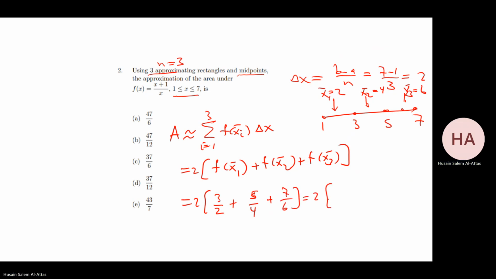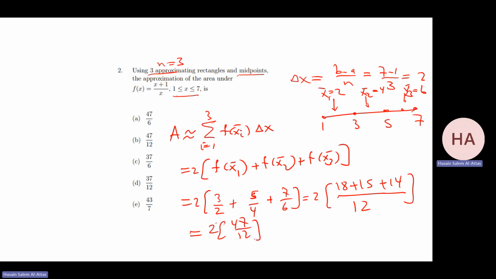That will be 2 times what? Yeah, method of calculation: I take 12 as a common factor. Divide by 6, that will be 18. 3 plus 15 plus 2 plus 14. That gives me what? 14 plus 18, 32. 32 plus 15, that's 47. 2 times 47 over 12, and that will be 47 over 6, which is this one.